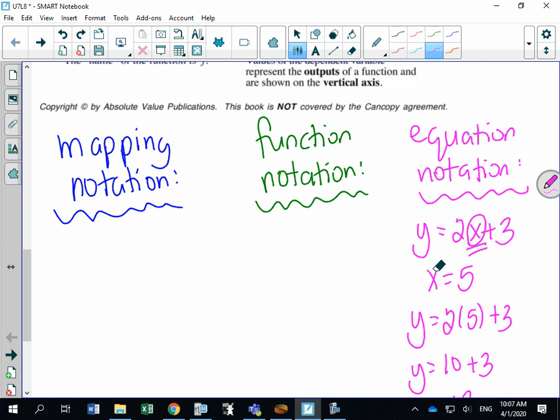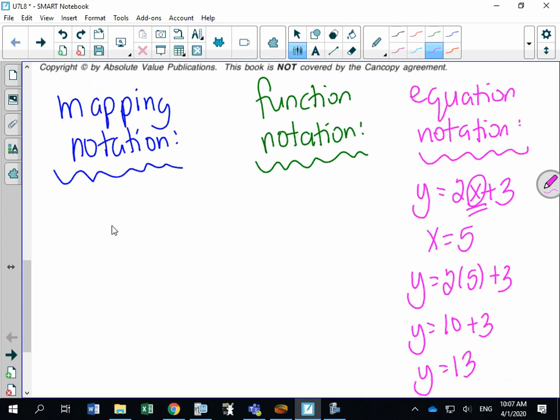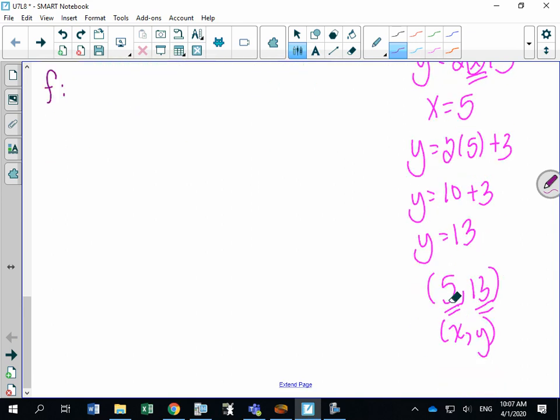In the last podcast, which was lesson 7, I introduced you to something called mapping notation. So mapping notation is denoted by f colon. And remember that f just tells you that this is a function. So a function, if we were to graph this, is going to pass the vertical line test, right? For every x value, there's only going to be one corresponding y value. If I input a value of 5 into this function, the only output that will ever spit out is 13, right? This is a function.